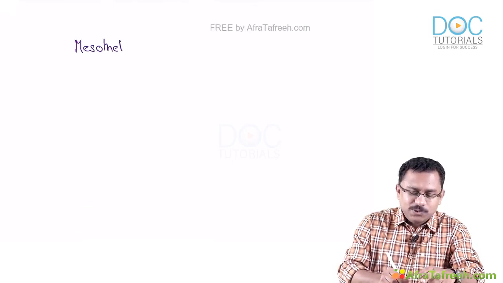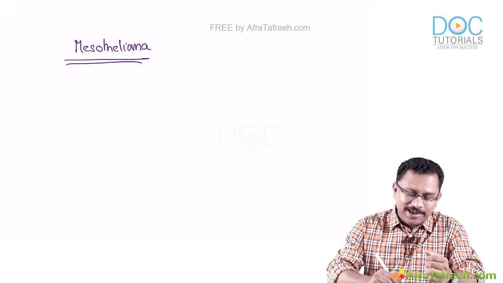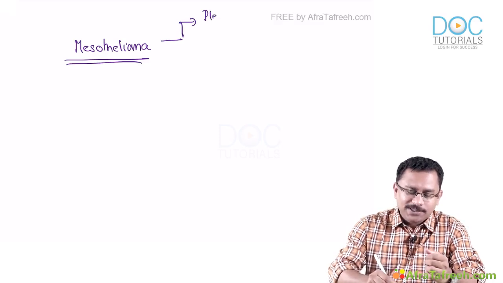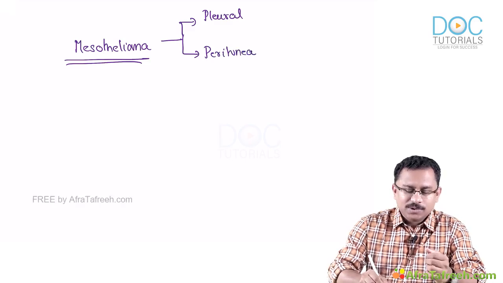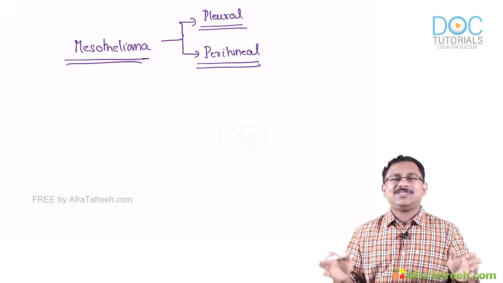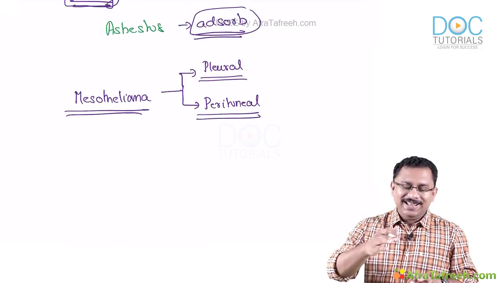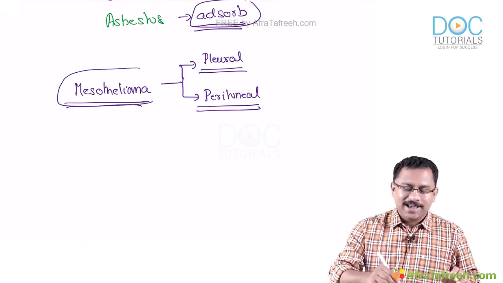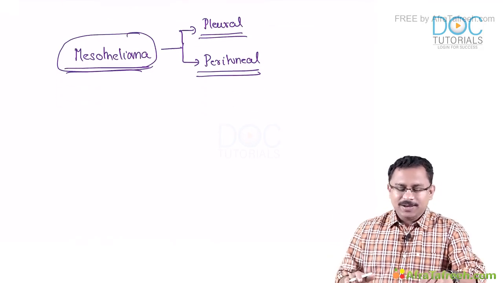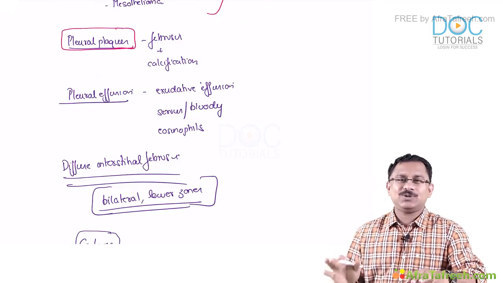Another thing is about mesothelioma. Mesothelioma can occur because of exposure. It can either be a pleural mesothelioma or a peritoneal mesothelioma, and either can occur because of asbestos exposure. And remember, unlike cigarette smoking, which was associated with the additive effect, mesothelioma does not have such an effect. So these are the important manifestations of asbestos exposure.